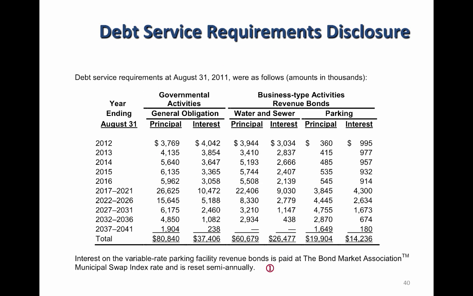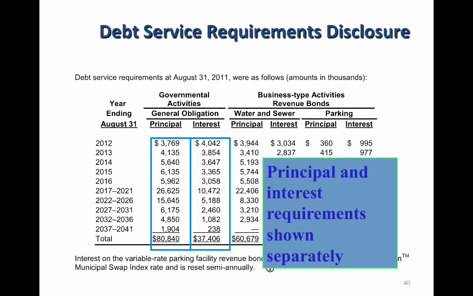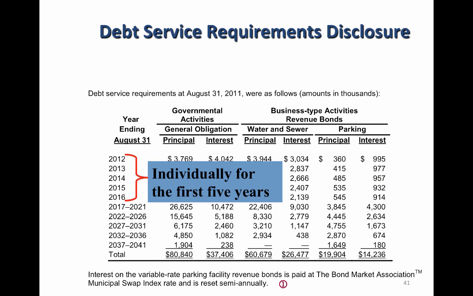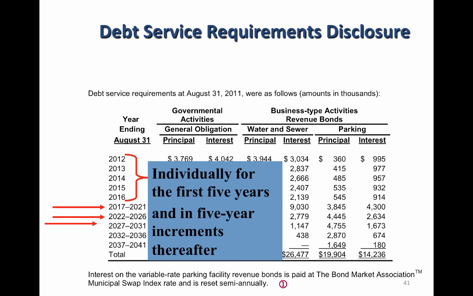Governments are required for their outstanding debt to show what the debt service requirements are going forward. They're shown separately in principal and interest components for each of the next 5 fiscal years individually, and then in 5-year increments thereafter until the very final maturity of the outstanding debt. If the government has variable rate debt, it bases those debt service payments in the future on whatever the variable rate was as of the date of the financial statements.